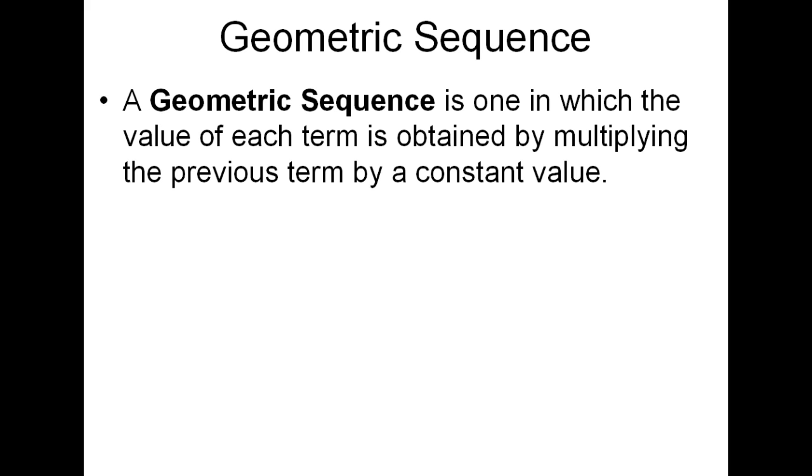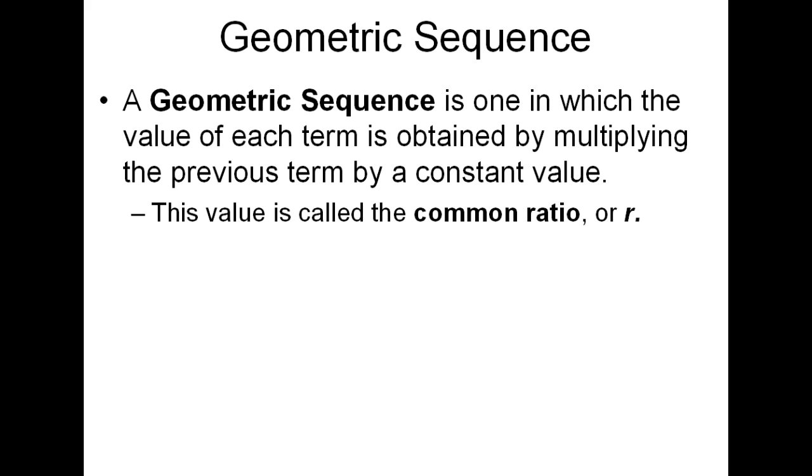A geometric sequence is one in which the value of each term is attained by multiplying the previous term by a constant value. Remember, in the arithmetic, we added a constant term. Now we're going to multiply by a constant term. This value is called the common ratio. So the constant term we multiply by is called the common ratio rather than the common difference this time, and we symbolize it with R.